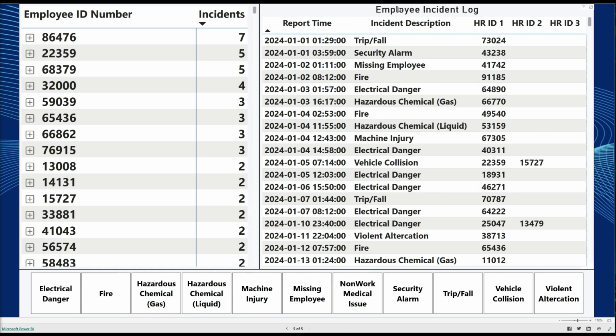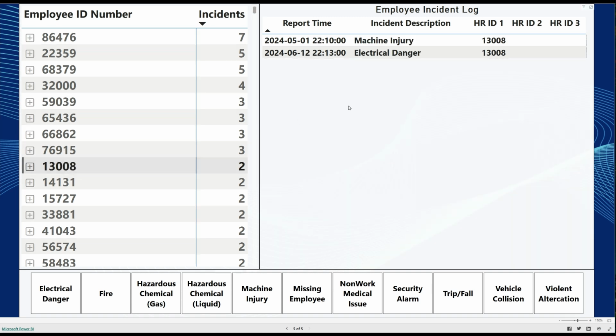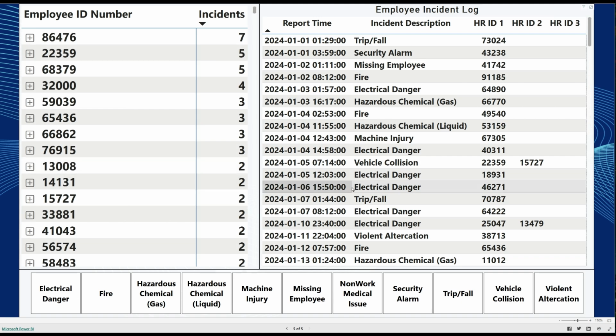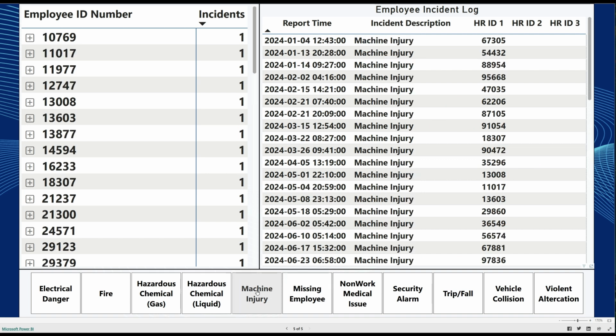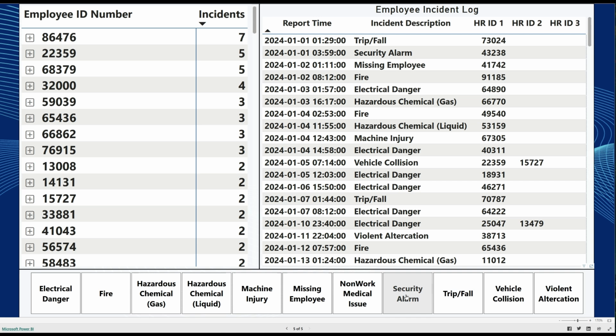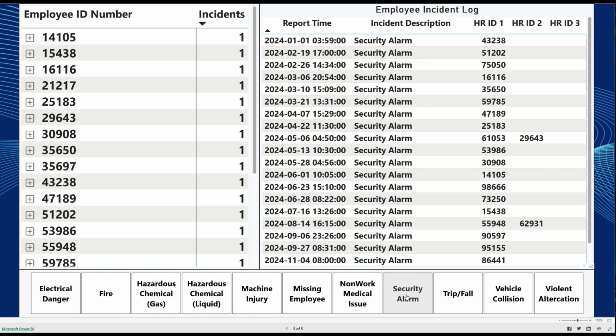The table on the right is another log of incidents, much like on the first page, but this one also shows the employees involved in an incident, and there can be up to 3, which is designated by their HR ID. If I click on a specific employee, the log will filter to only show their incidents. And then at the bottom, we also have tiles where we can select a certain category if we're looking for that. I can look for just machine injury, or I could look for security alarms, and you can do multiple too.